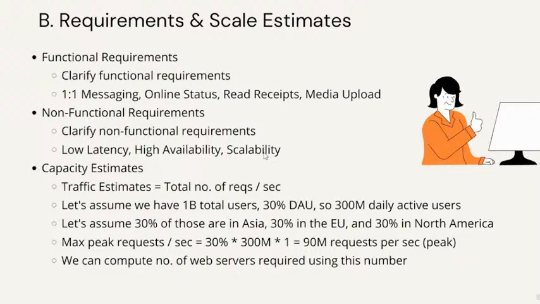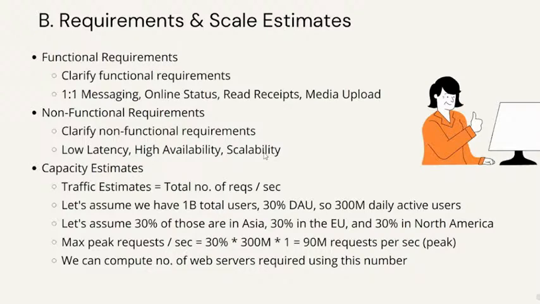Let's assume we have 1 billion total users, and let's assume 30% of those are daily active users. That brings us to 300 million daily active users. Let's assume 30% of these 300 million are located in Asia, 30% in Europe, and 30% in North America. With that as a background now, you will have the maximum peak request per second is equal to 30% of 300 million, that's 90 million requests per second.